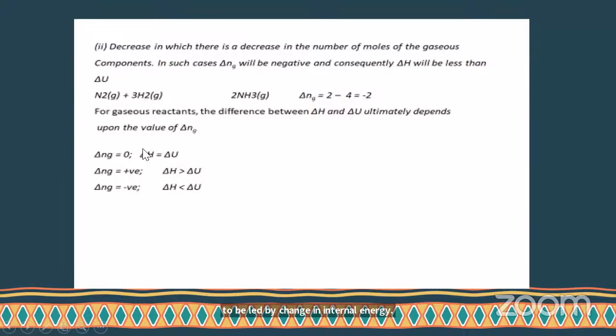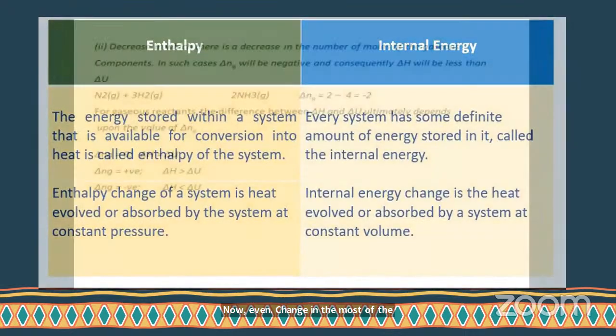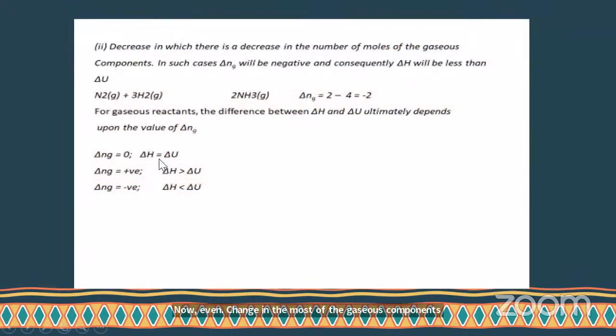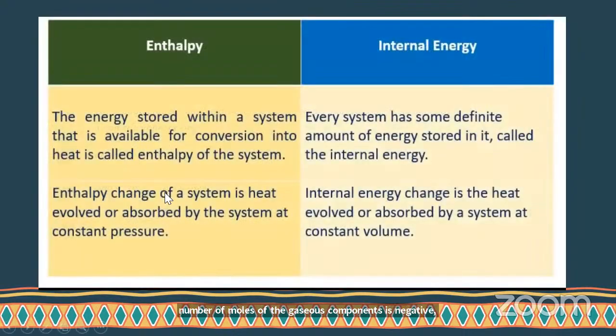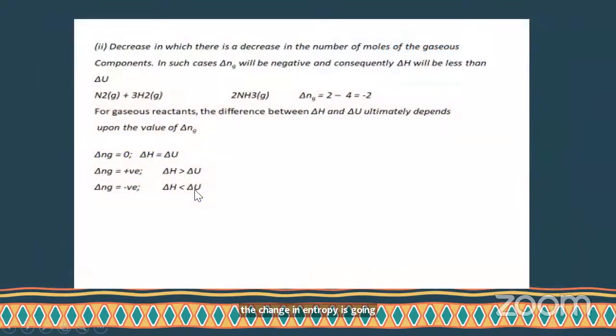So in summary, for gaseous reactants, the difference between your change in enthalpy and the internal energy depends on the change in the moles of the gaseous components. Now, if the change in the moles of the gaseous components is equal to 0, the change in enthalpy is going to be equal to change in internal energy. If it is positive, the change in enthalpy is going to be greater than change in internal energy. And if the change in moles of the gaseous component is negative, the change in enthalpy is going to be less than change in internal energy.